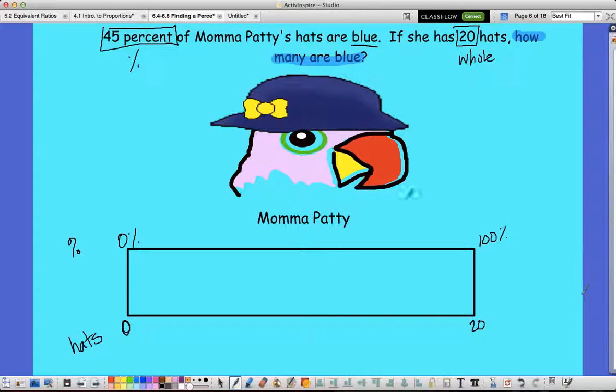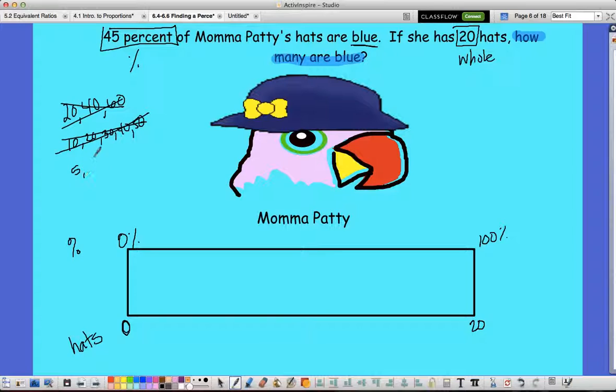Now I have to look for something that is a factor of 100 and will also, when you count by it, get you to 45. Well, 20 and 100 are both divisible by 20, but if I count by 20s, so 20, 40, 60, I don't get to 45, so that won't work. 10 and 20 are both divisible by 10, so 10 is a factor, so 10, 20, 30, 40, 50, but it doesn't get me to 45, so that won't work. 5 is also a factor of both of these.